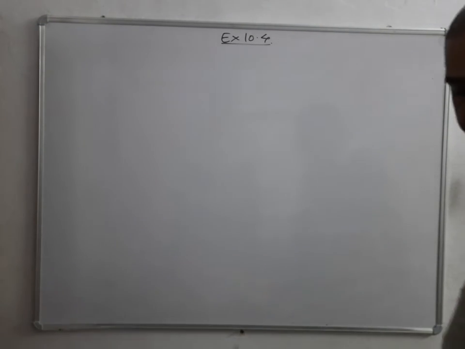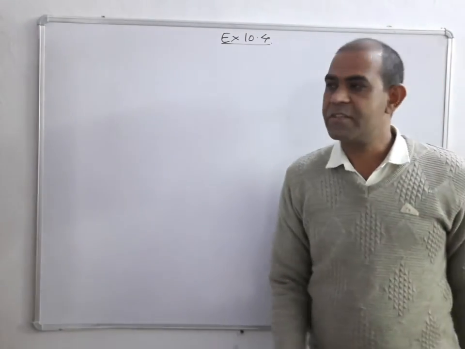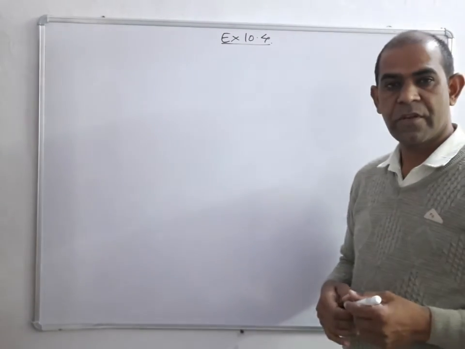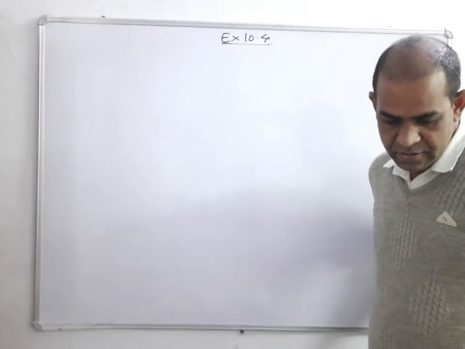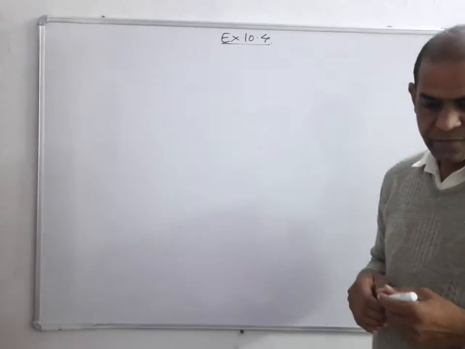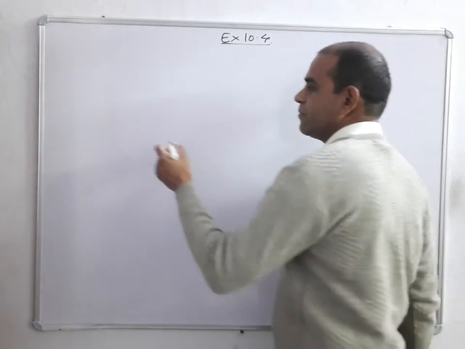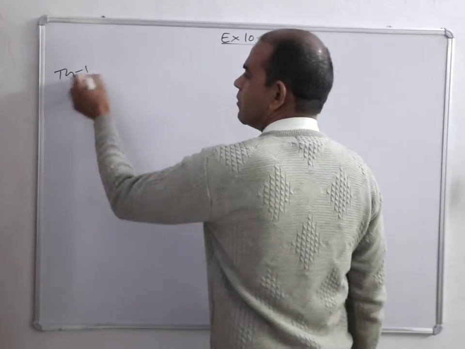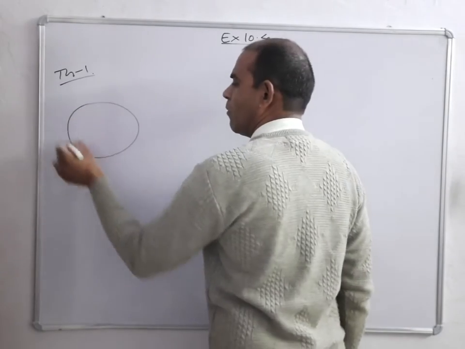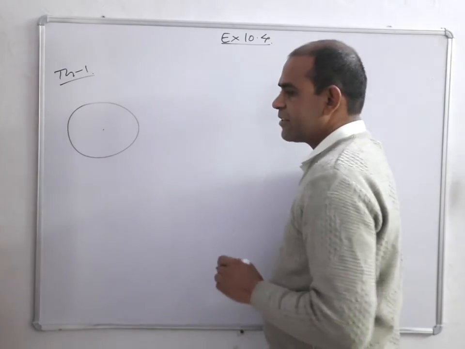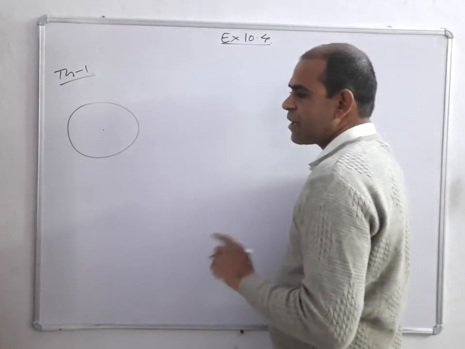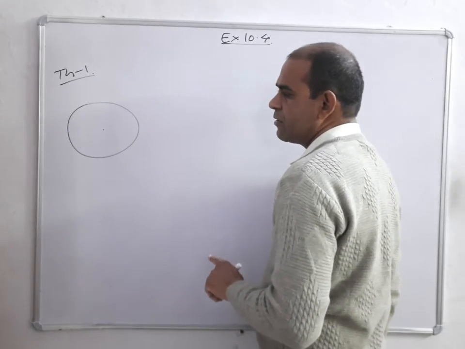Dear student, we are here on exercise 10.4 in chapter 10, Circles. And today's first theorem is: equal chords are equidistant from the center of a circle. So given a circle, its center, and equal chords are equidistant from the center.